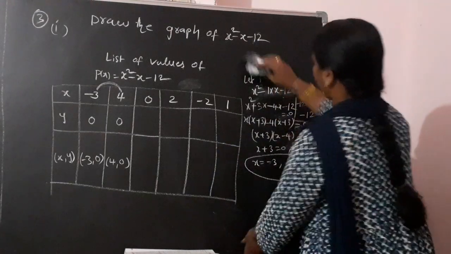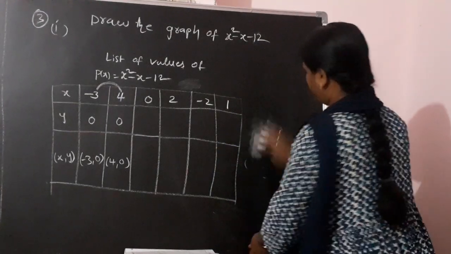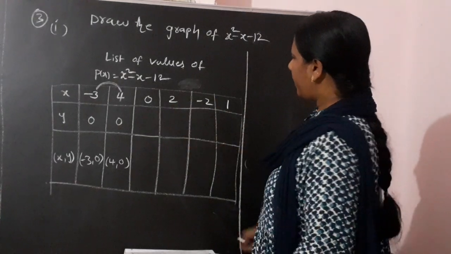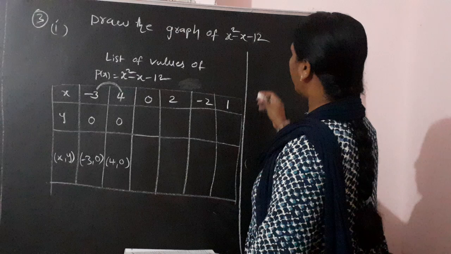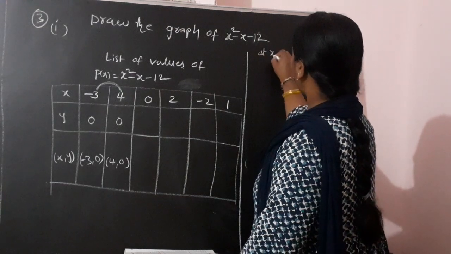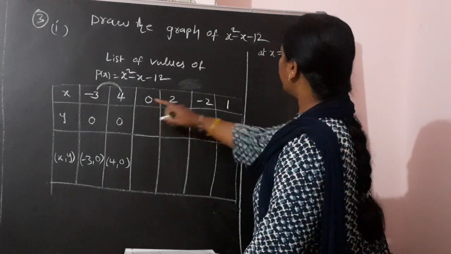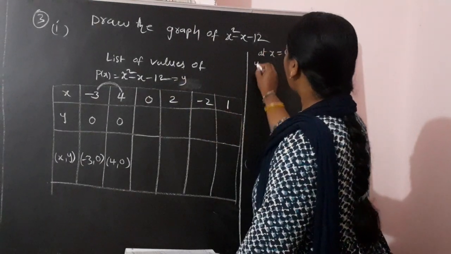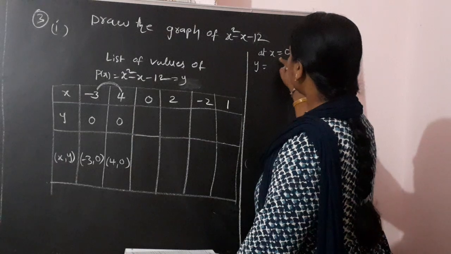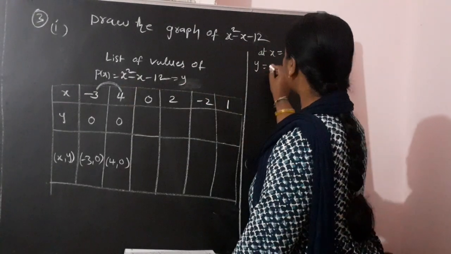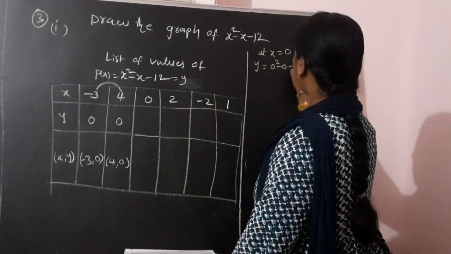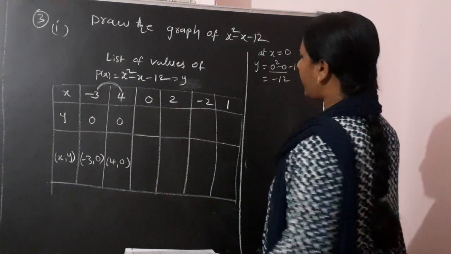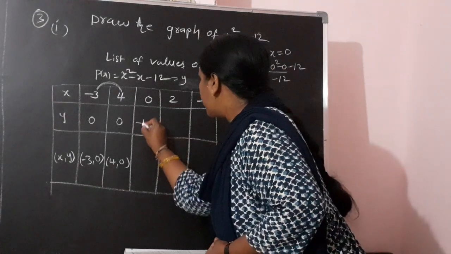When x equals 0, what is the y value? You have to simplify on the right side and put it in the table. Now x equals 4 is completed, now 0. So what is the y value? y equals, in the place of x substitute 0: 0 square minus 0 minus 12. Both are 0, so y equals -12.